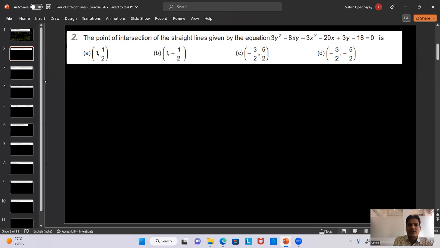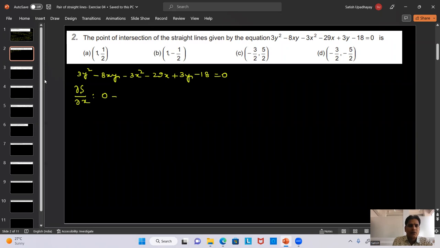So if you see, our given equation is 3y square minus 8xy minus 3x square minus 29x plus 3y minus 18 equal to 0. Now what I will do, I will partially differentiate it with respect to x. While partially differentiating with respect to x, we treat y as constant. So this 3y square will be treated as constant. Hence, its differentiation with respect to x will be 0.